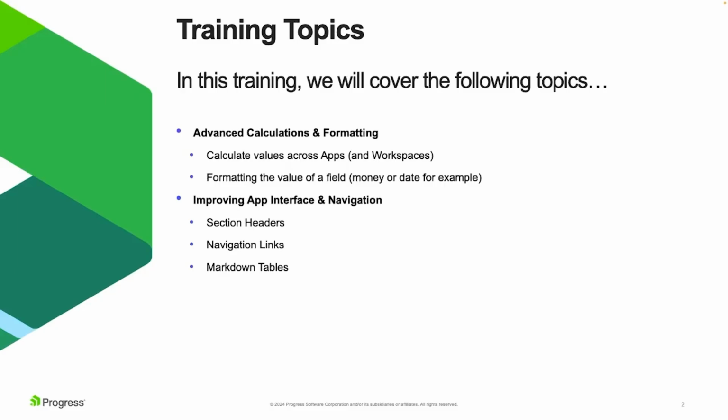The first being advanced calculations and formatting. We'll talk a little bit about how you can calculate values across applications and workspaces. One of the first things that a lot of people do with calculations is calculate differences between two values in the same application. We'll show you how you can start to calculate values across different applications and do some really cool things with those. We'll talk about how we can also use this to format values in different fields.